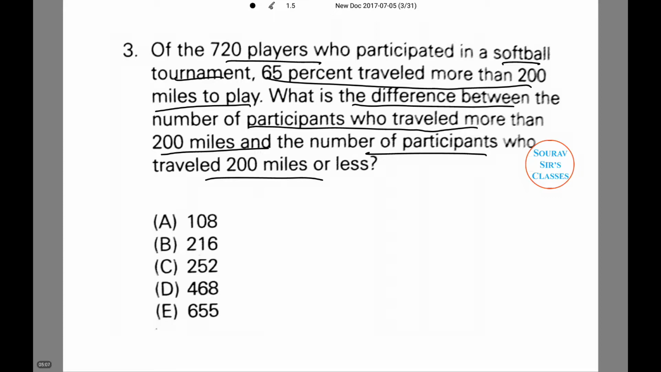Let's start by finding the number of players who traveled more than 200 miles.